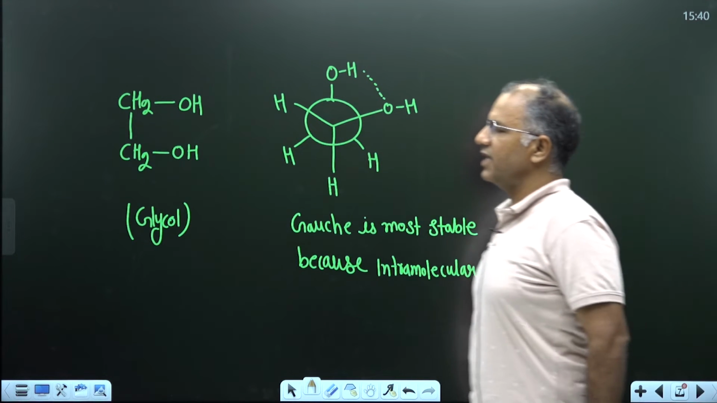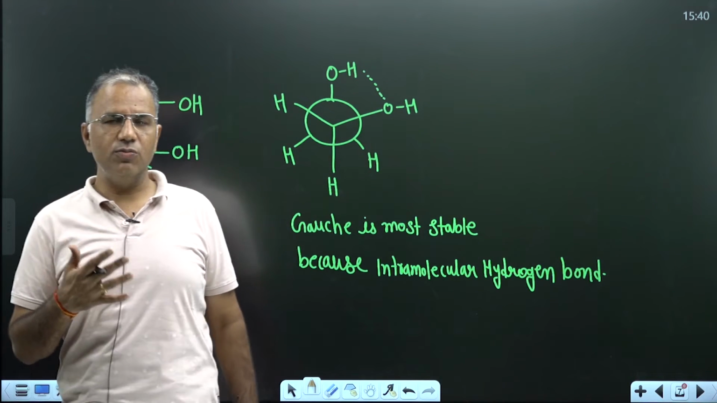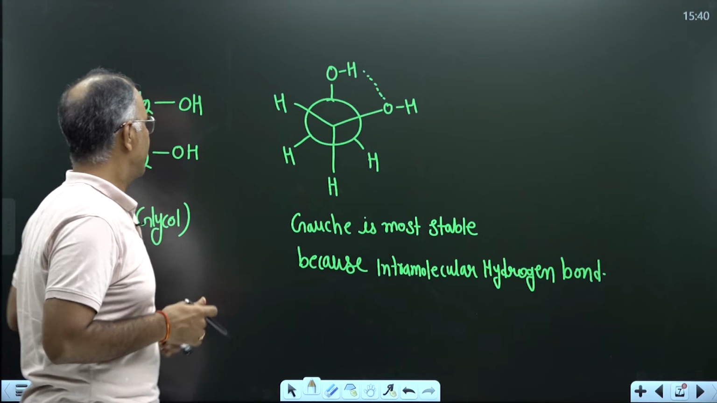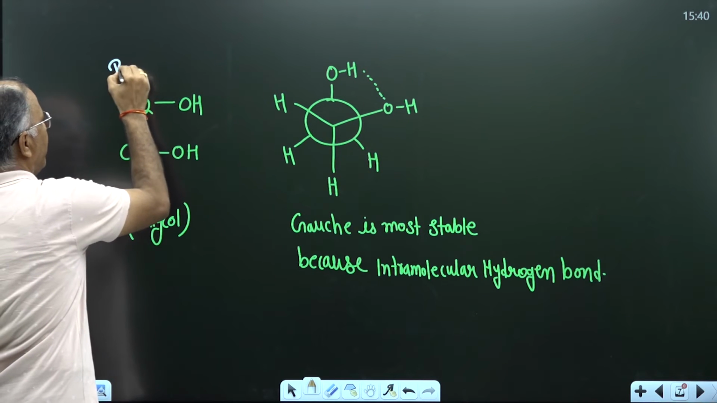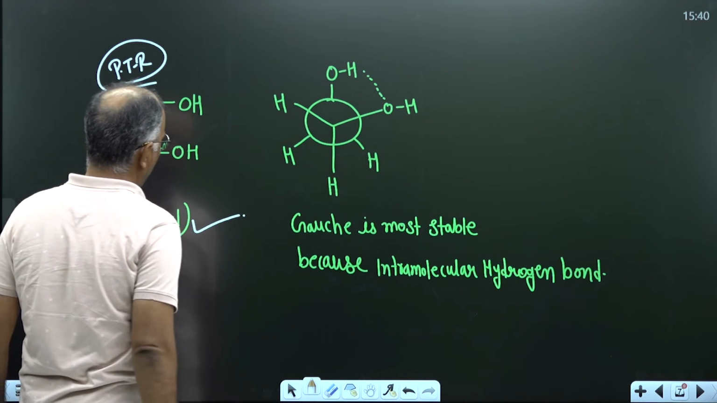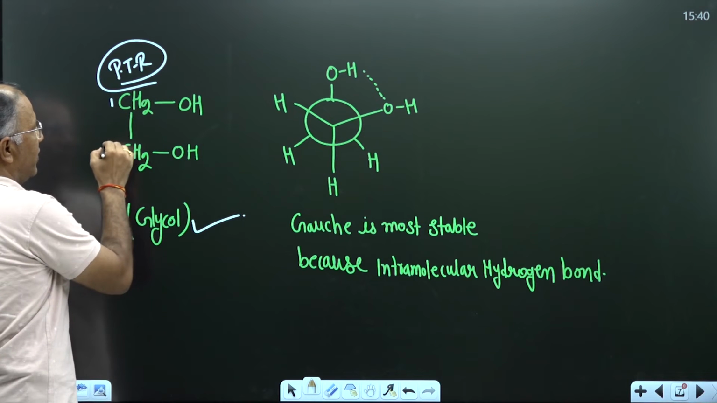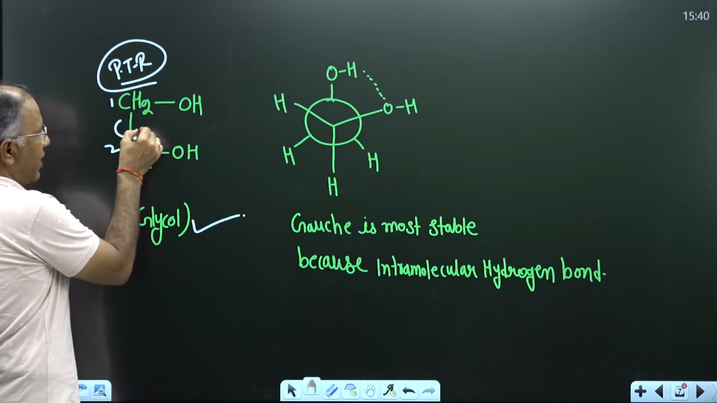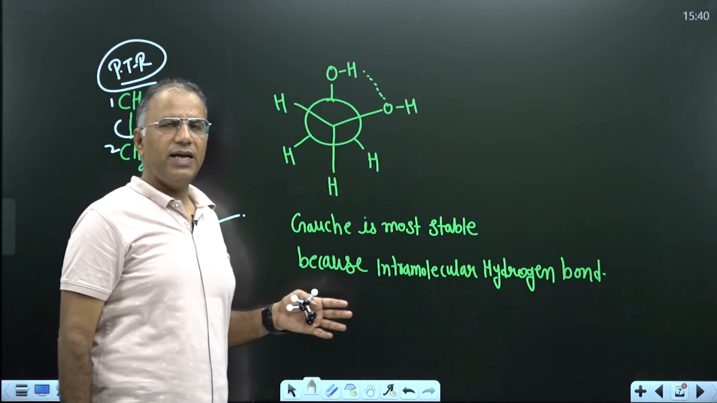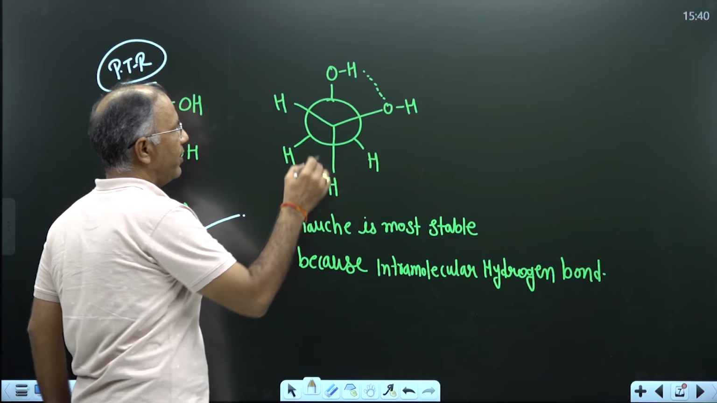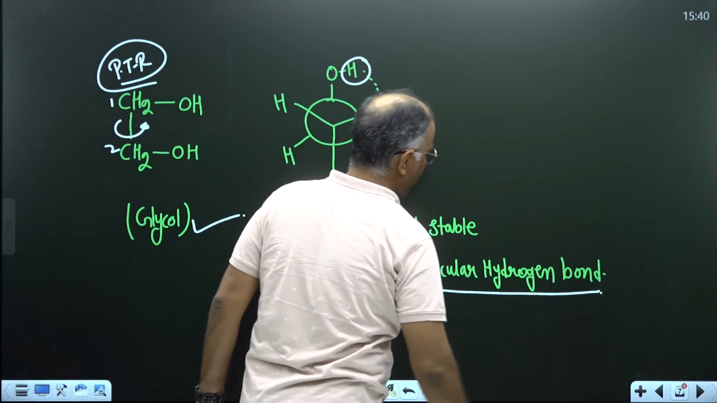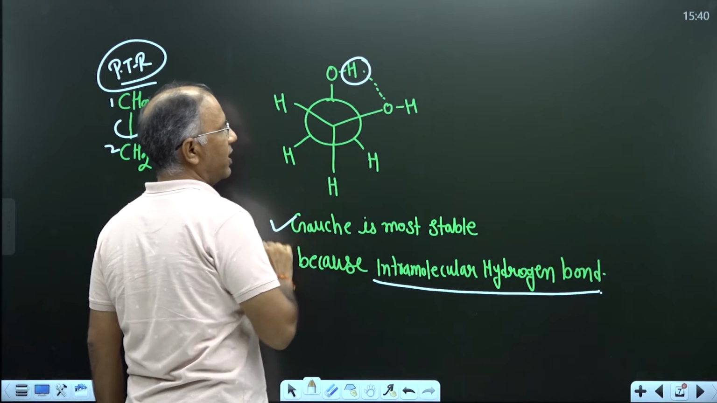Now this is a very interesting example. In some cases, the gauche is more stable than staggered. Usually staggered is more stable, but in some cases gauche is more stable. So this example you have to remember. This is our point to remember. This is the famous glycol. The glycol means ethane-1,2-diol. We will draw conformers across this carbon-carbon bond. Now in this case, the gauche is more stable than staggered. Now why is gauche more stable? Because of this intramolecular hydrogen bonding. Because of this intramolecular hydrogen bonding, gauche is the most stable conformer.